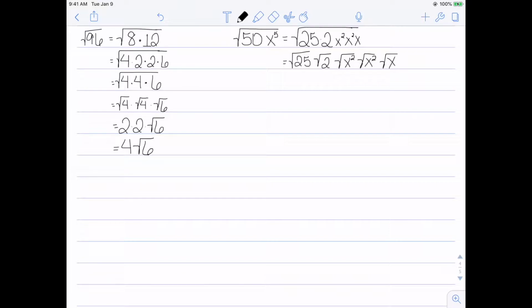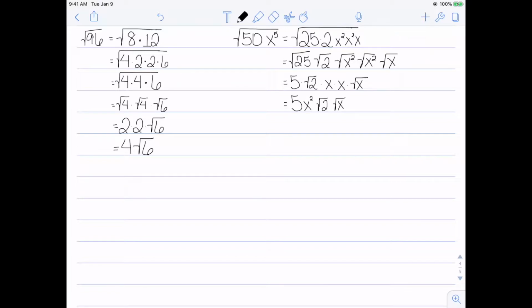And then I can start simplifying things that I know. I know the square root of 25 is 5. I don't really know anything about the square root of 2. I know that a square root and a square cancel each other out, so the square root of x squared is x. And then I have another one of those, the square root of x squared is x. And then the last thing I can't simplify at all, it's just the square root of x.